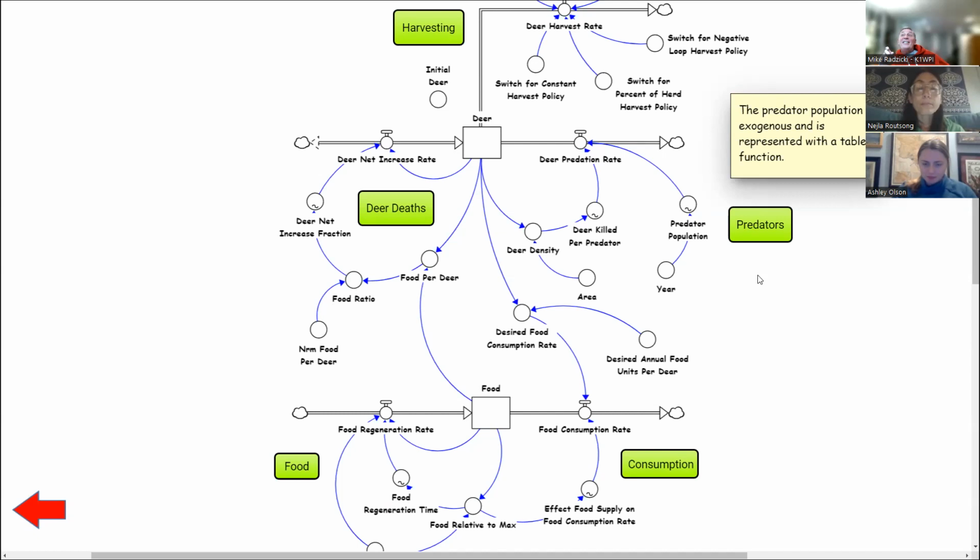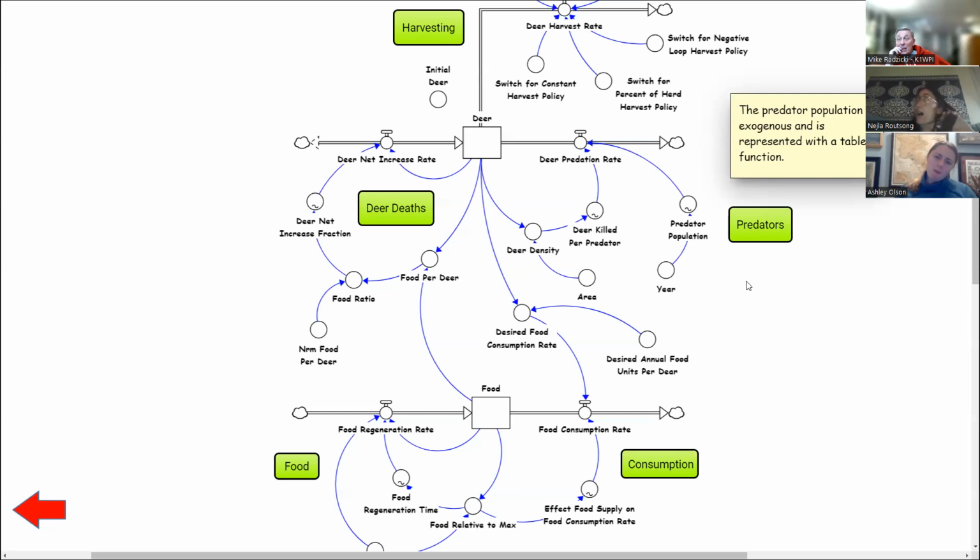I mean, we could. There's nobody stopping us. So the question is, should we? Wait, are you saying the predator population? Yeah, it's a table function. If you look over here, see the little tilde there? That means it's a table function. Okay. And you'll see the table function later.